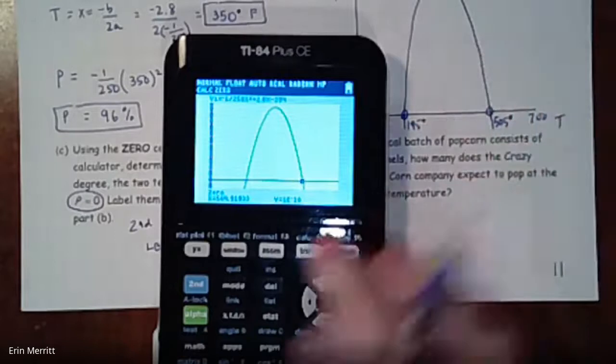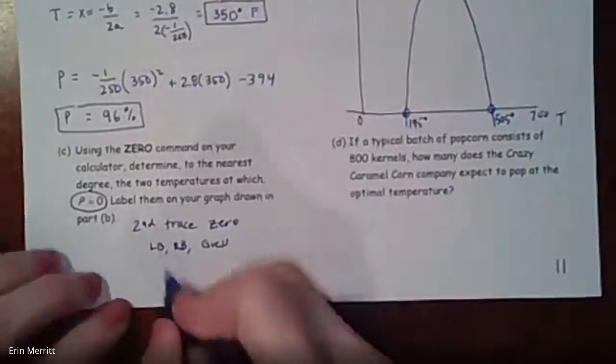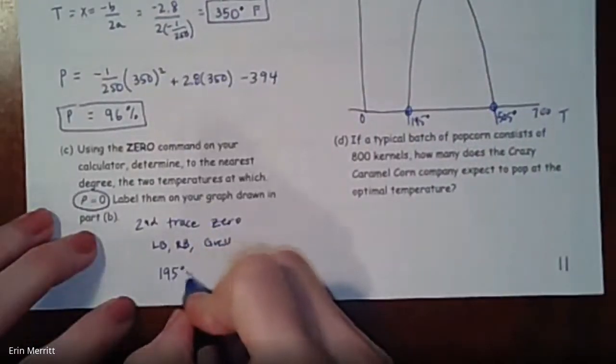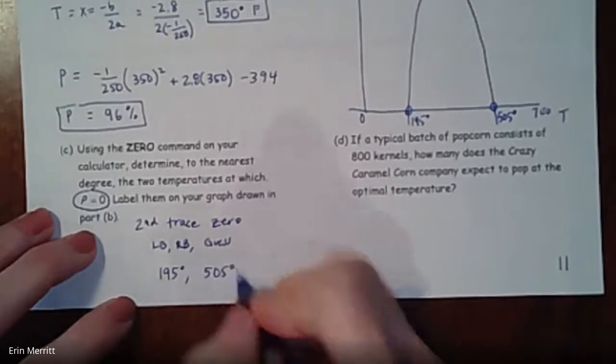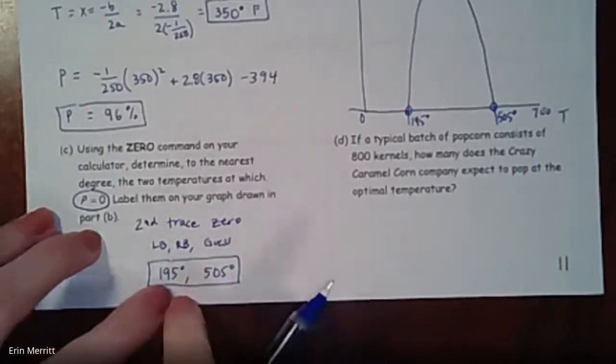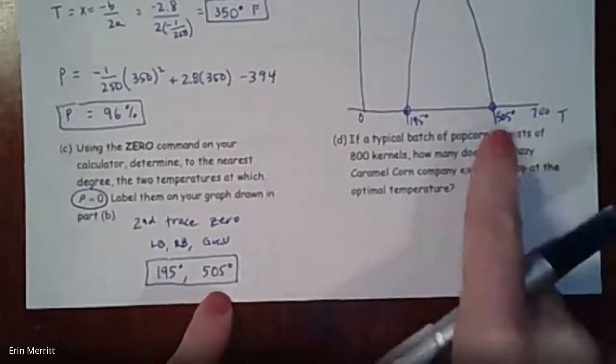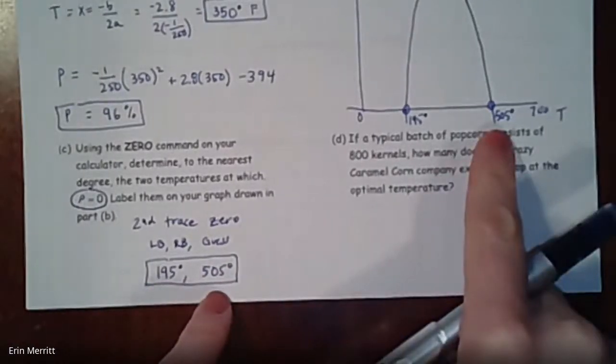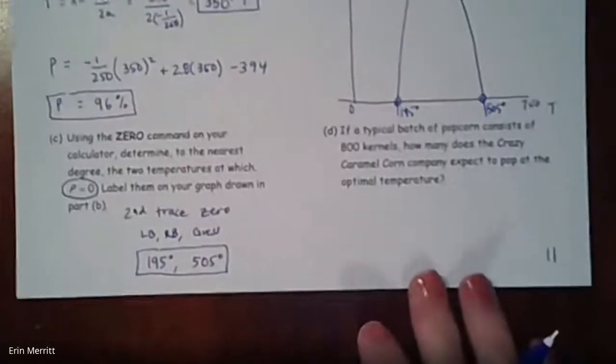All right, so those are the two temperatures. So what does that mean contextually? Well, when it hits 195 degrees, the popping starts. When it hits 505 degrees, everything is burned to a crisp and the popping completely stops. There you go. All right.